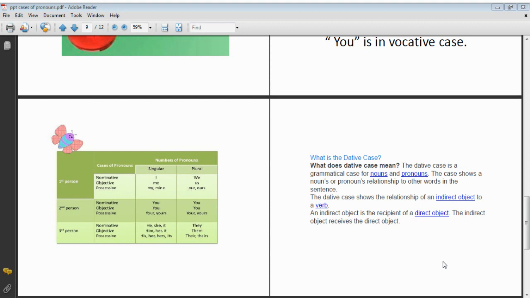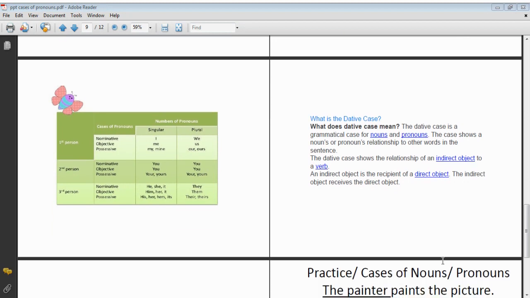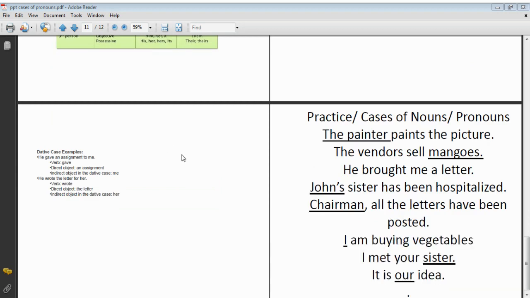Most of the time, students don't know about it, and they don't know how to differentiate it, how to locate it, how to identify it. So we are going to understand it with the help of these examples. Now I read out the first example. He gave an assignment to me. Now, guys, go through the sentence and see how many objects are there in the sentence. Sometimes we have more than one object in a sentence.